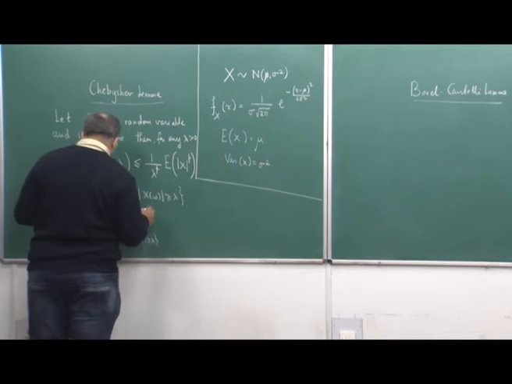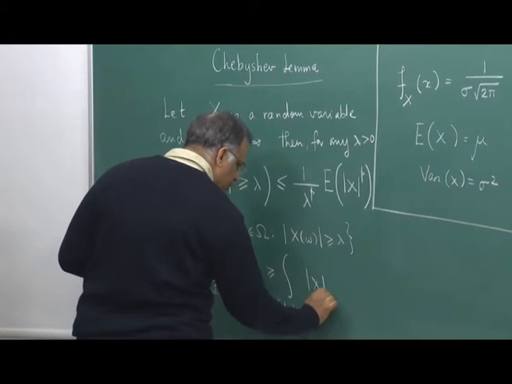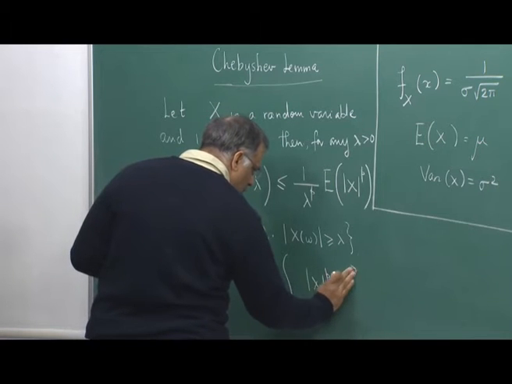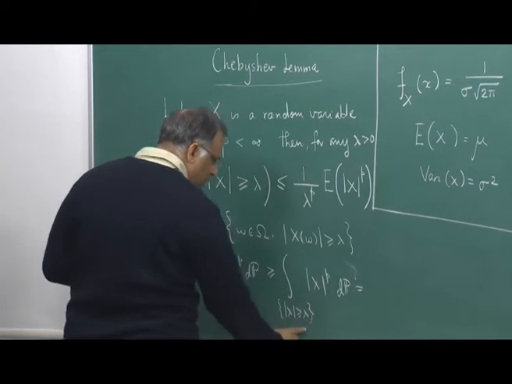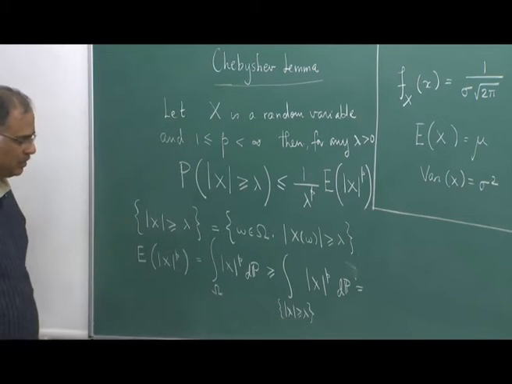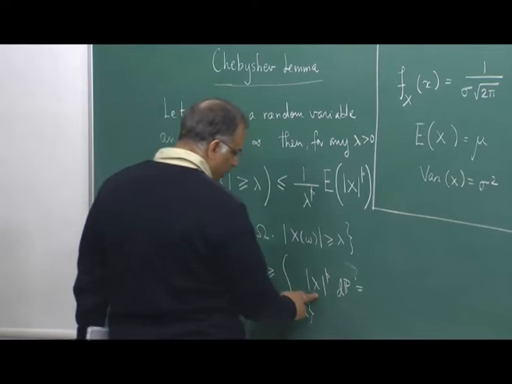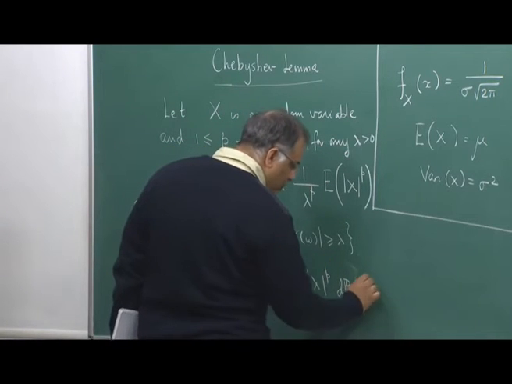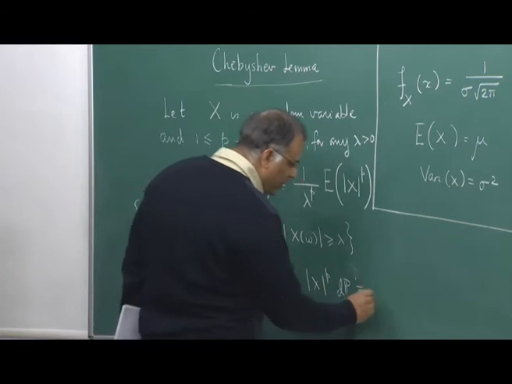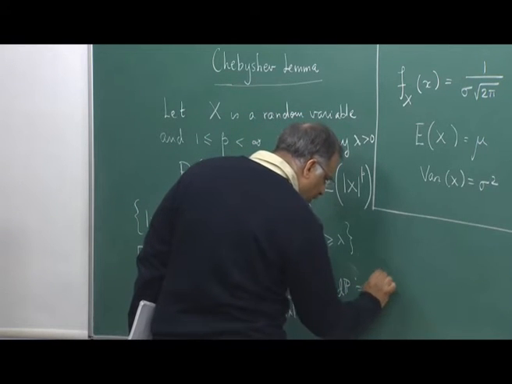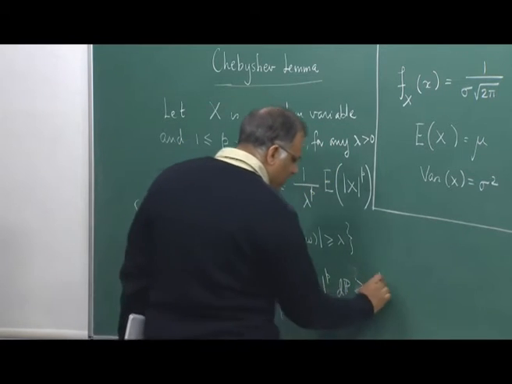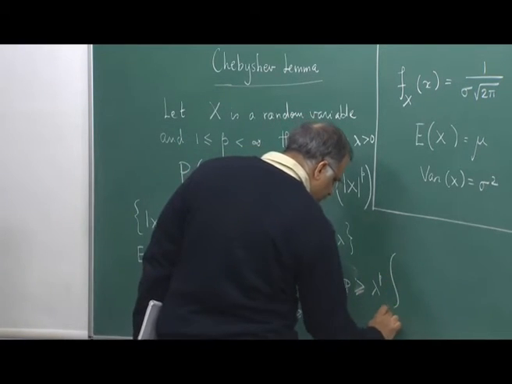So, this would be... but observe, what does this mean? Because on this particular set, the modulus of x(omega) is always bigger than lambda. So it will be greater than or equal to lambda, so greater than or equal to lambda to the power p, because here I have raised the modulus of x to the power of p. So what I would finally get from here is, again I have to put the greater than or equal to notation, lambda to the power p.